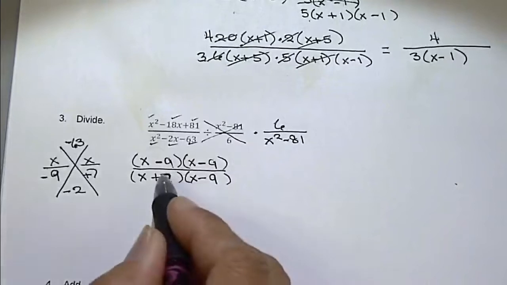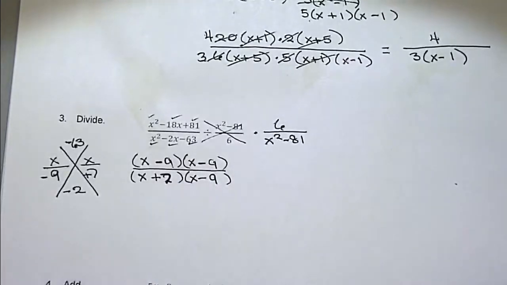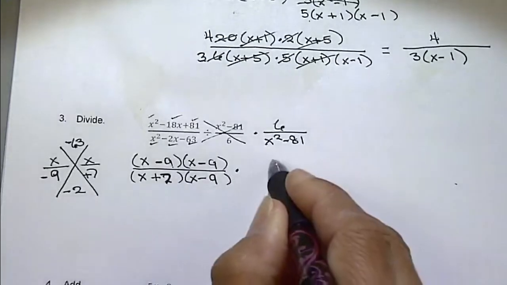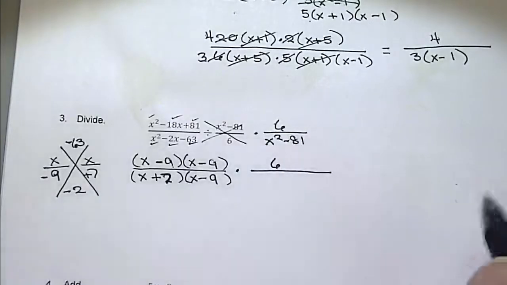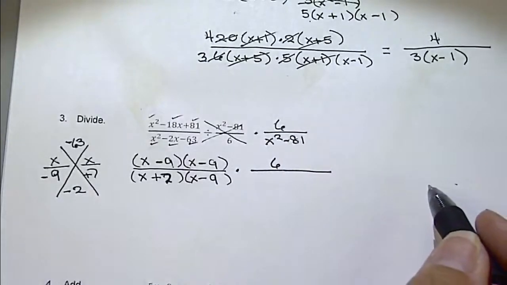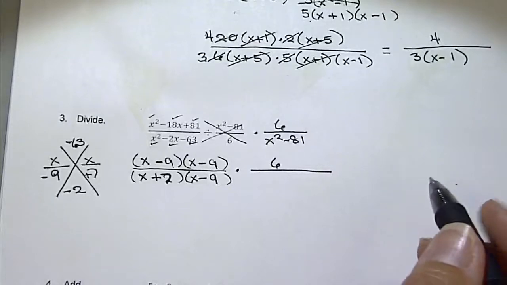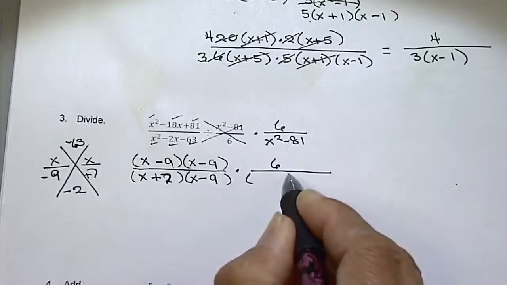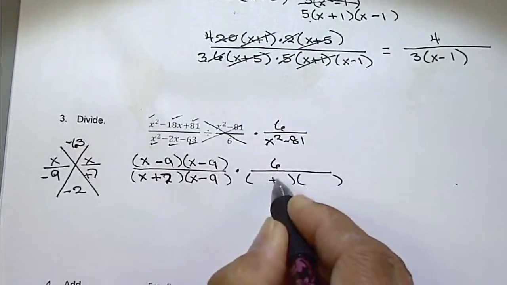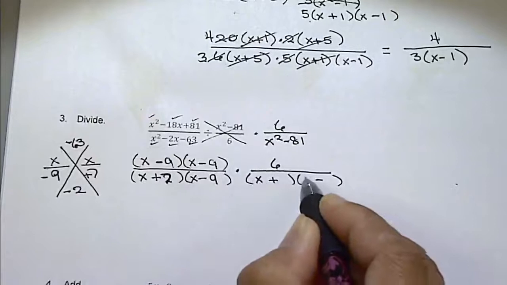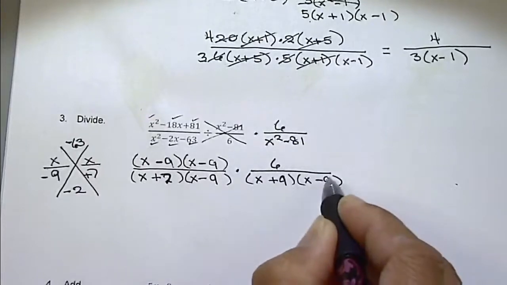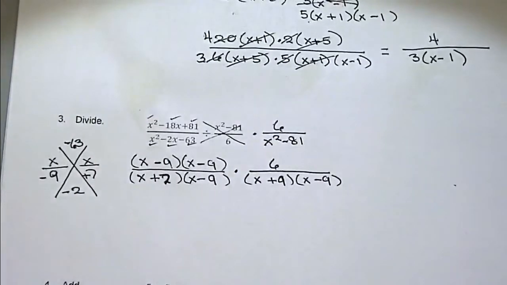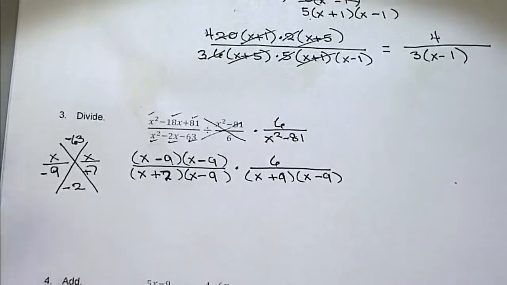If you can read my writing over that, that's x plus 7. So now I'm going to say times 6, which doesn't change, and what can I do with x squared minus 81? Difference of two squares. So two binomials, one of each sign, square root of the first, square root of the second. Honestly, I don't even check those because they're too easy, okay? If you see that, you know what you've got and you have a difference of two squares.